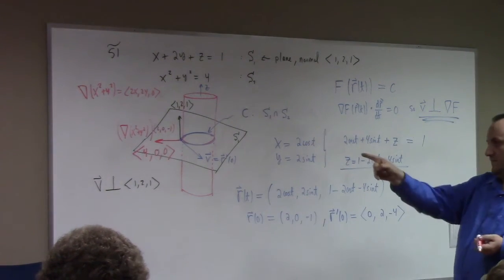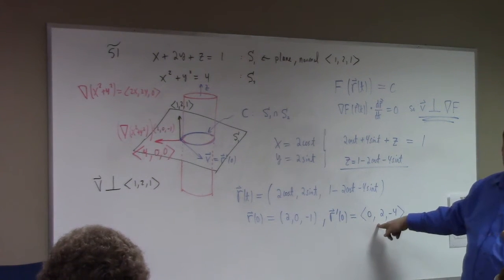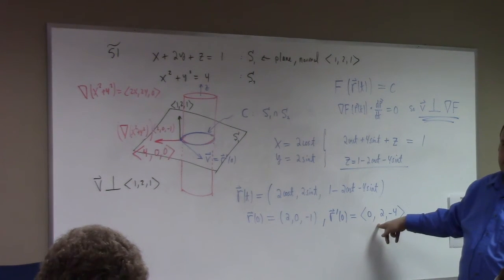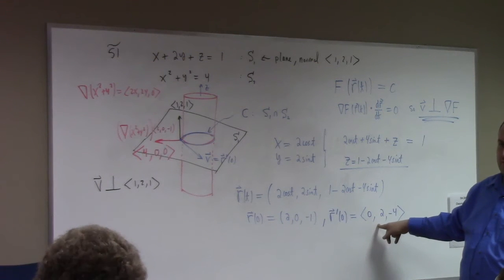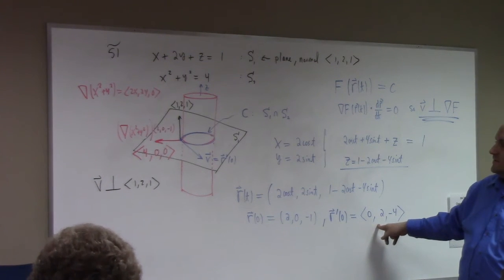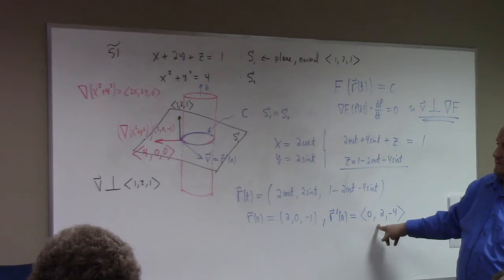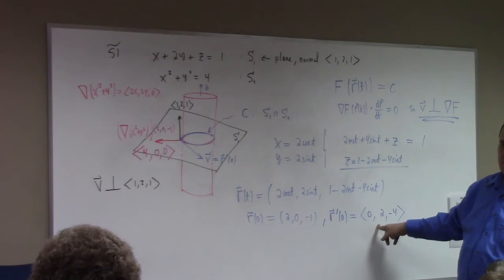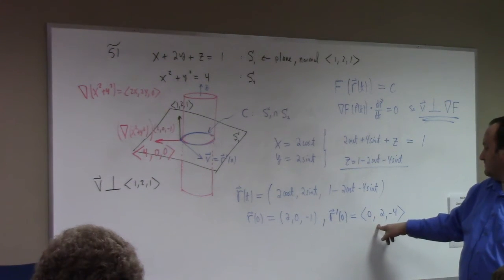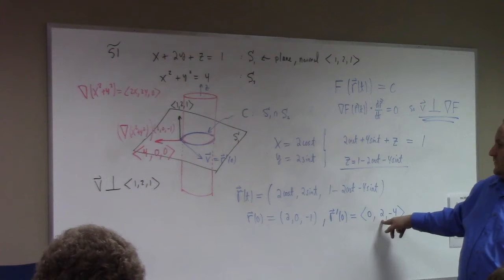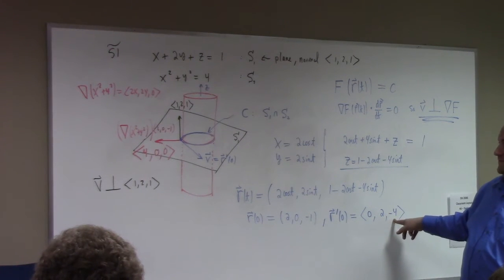So check it out. Is 4, 0, 0 perpendicular to the velocity? 0, 2, minus 4? Yep. Is it perpendicular to the normal to the plane? Well, 4, 0, 0 shouldn't be perpendicular to the normal to the plane. There's no reason for that. But is the velocity perpendicular to 1, 2, 1? 2 times 2 is 4, minus 4. Yep, the dot product of the velocity and the normal to the plane is also 0.